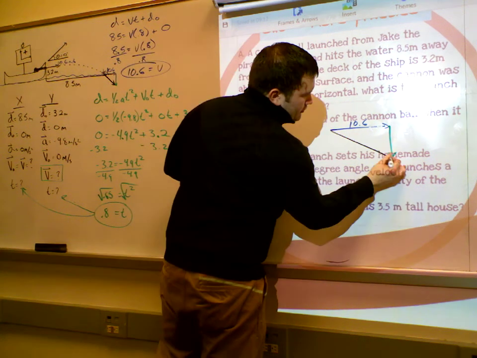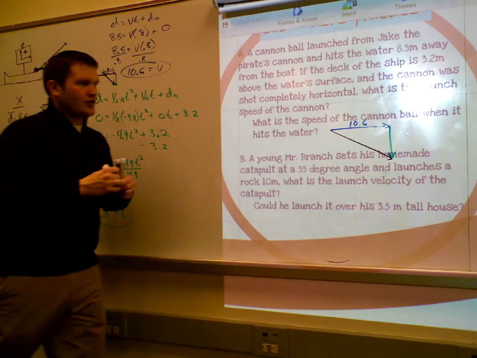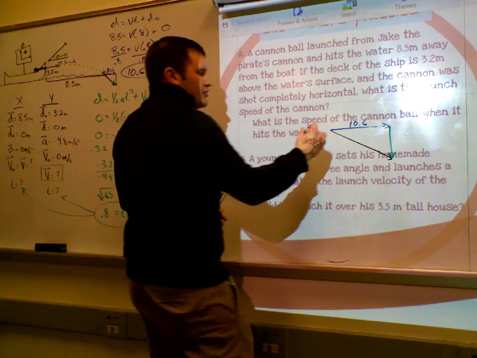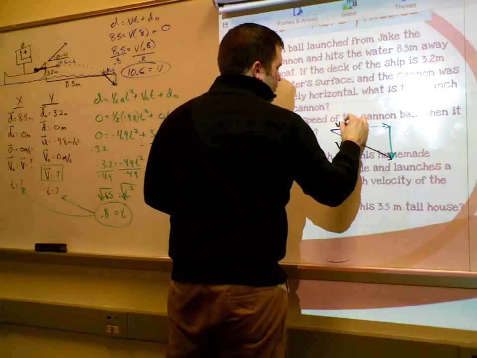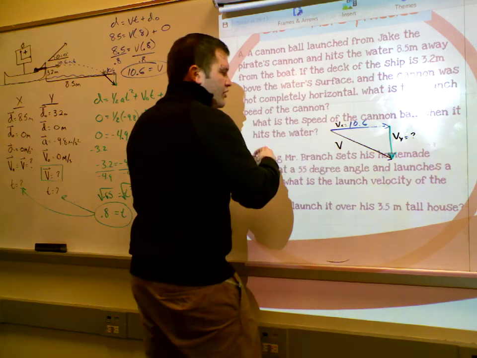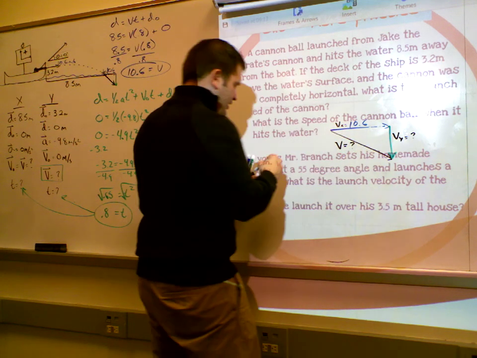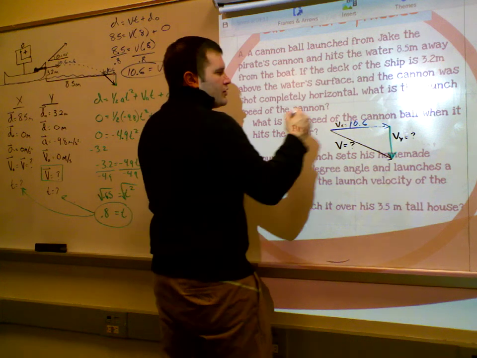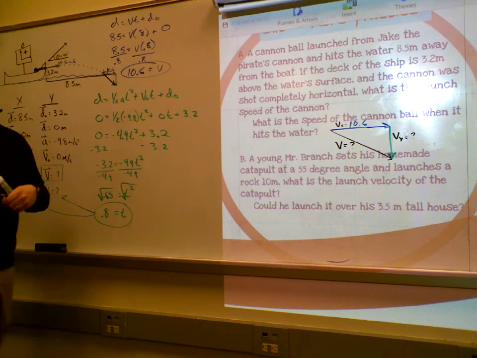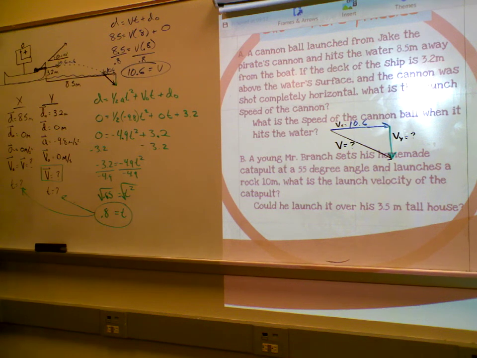That's our actual velocity, or our actual speed. This is the x component. This is the y component. We want to find the actual speed, right? So I zoomed in on that picture. Is there anything else in this picture that we know or can find? We know 90. Okay, we know it's a 90 degree angle.